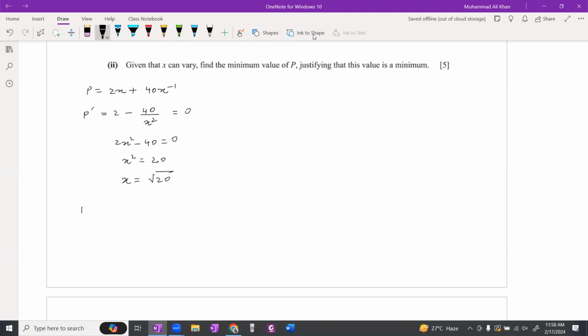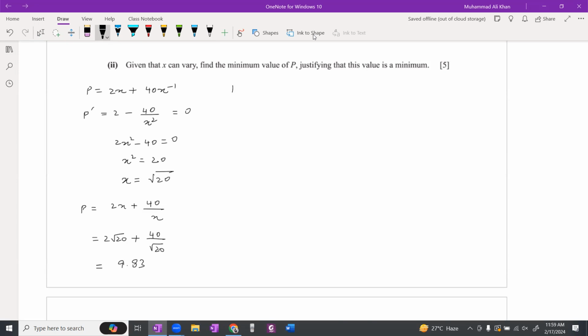So calculate the value of p. What is p? P is 2x plus 40 over x. So what is the value of P? The value of P is 2 under root 20 plus 40 over under root 20. And what is the answer? 9.83, and we also have to justify that it is the minimum value.